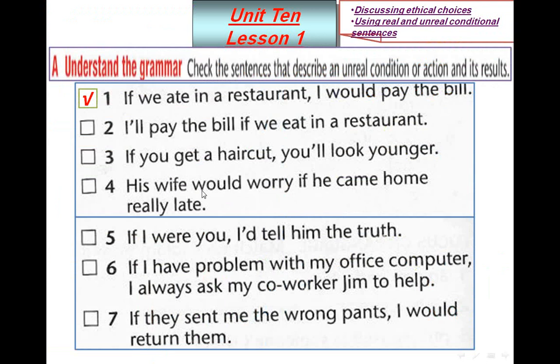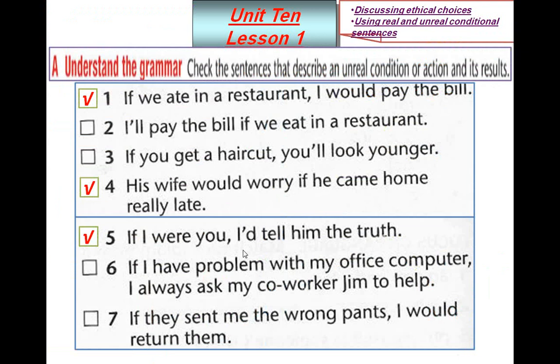Number 4, his wife would worry if he came home really late. So this one, real or unreal? Very good, unreal. How do you know it's unreal? If he came, simple past, the result would plus the base form of verb, so check it. Number 5, if I were you, I'd tell him the truth. That's very good. Unreal, check it. How do you know it's unreal? Here were, simple past, the result would plus the base form of verb.